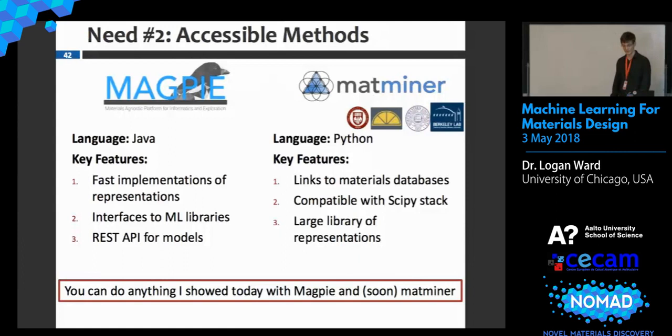And really, the bottom line for you today is that any of the work that I talked about in the past couple slides, you can do with Magpie. I published the data, the scripts, and the software necessary to recreate them. And soon you'll be able to do that with MapMiner as well.